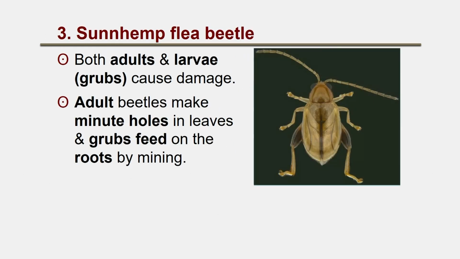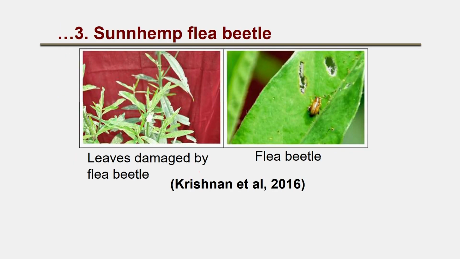Now, the third one is sannhemp flea beetle. Both adult and larvae, actually grubs or caterpillars, cause damage. Adult beetles make minute holes in leaves and grubs feed on the roots by mining. So you can see the leaves damaged by the flea beetle. So they have eaten the leaves partly, and you see here the typical flea beetles doing the damage to the leaves.